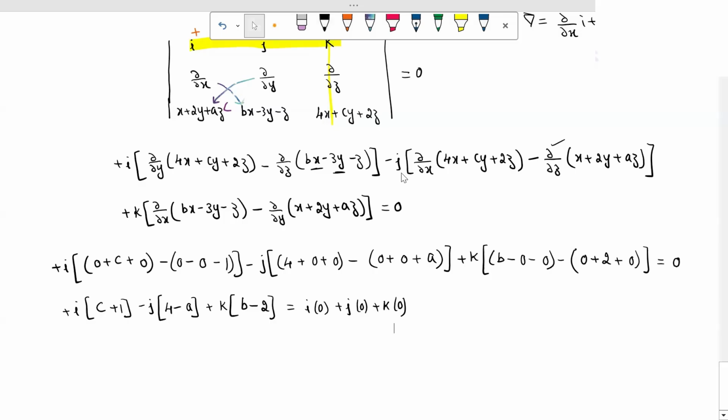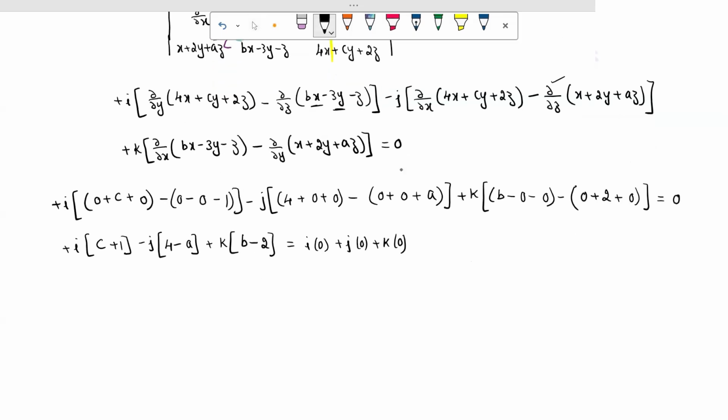Now we can equate the coefficients of i, j and k. So let's try to equate the coefficient of i. Left hand side coefficient of i is c plus 1. Right hand side it is 0. So c is equals to minus 1, as plus 1 goes on the other side and becomes minus of 1. So we have got the first value, c value to be equals to minus of 1.